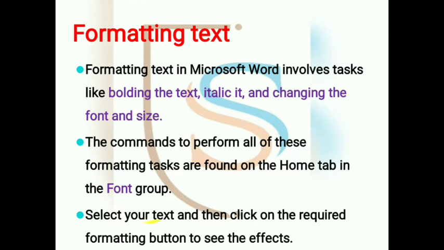Select your text and then click on the required formatting button to see the effect. Don't forget to select the text. If you want to make one word bold, or make two words bold, what will you do firstly? You will firstly select those two words so that you can apply any type of formatting over it.